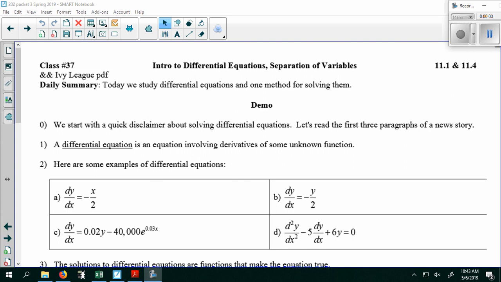Okay, so today we're going to study differential equations and one method we can use to solve them.